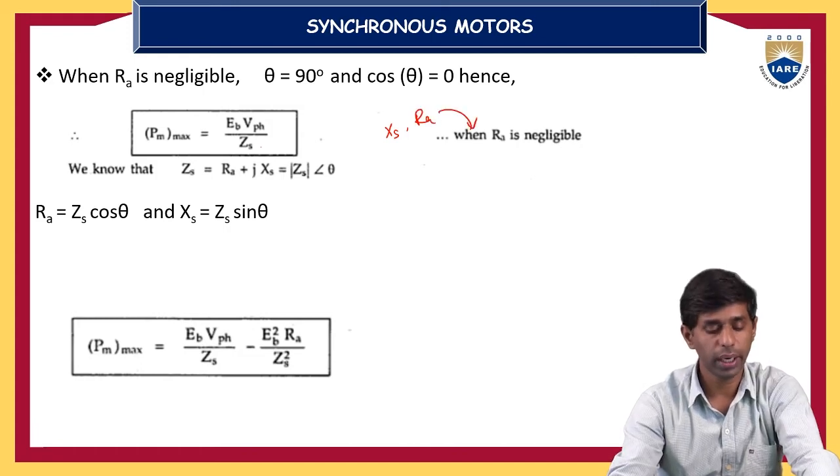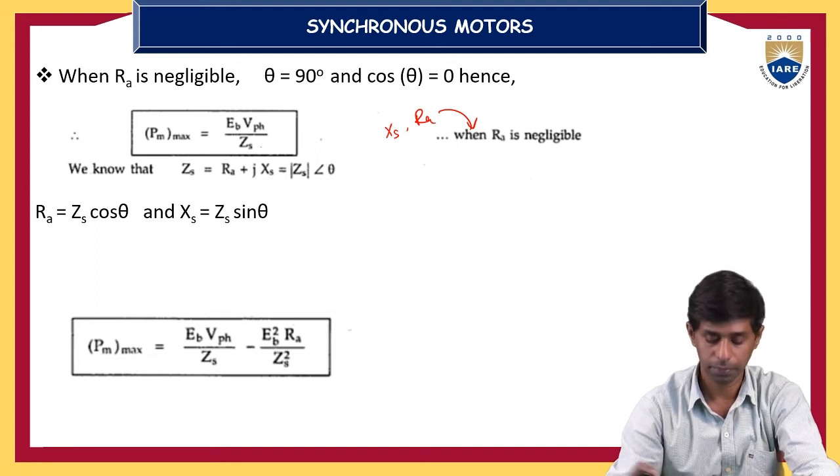We can also write the expression by considering the armature resistance: Ra is equal to Zs cos theta, and Xs is equal to Zs sin theta.